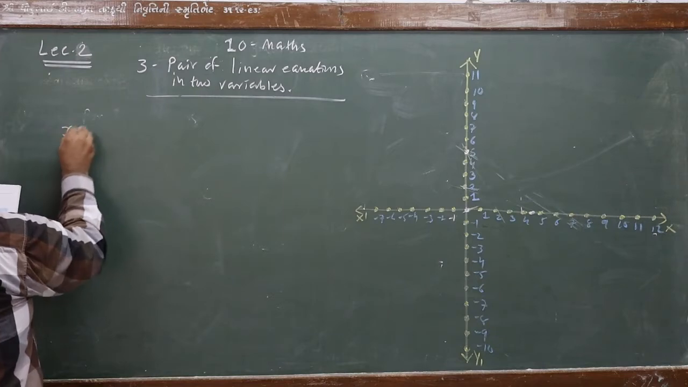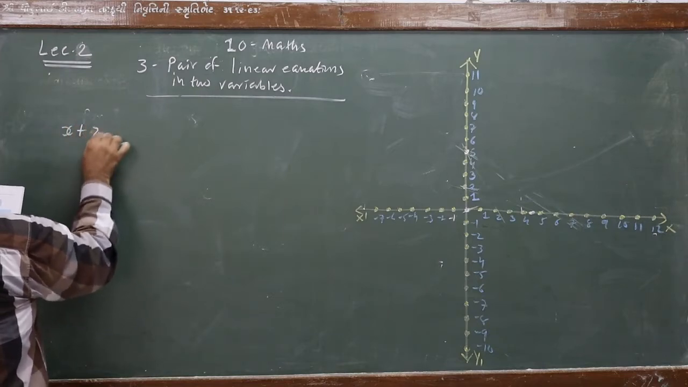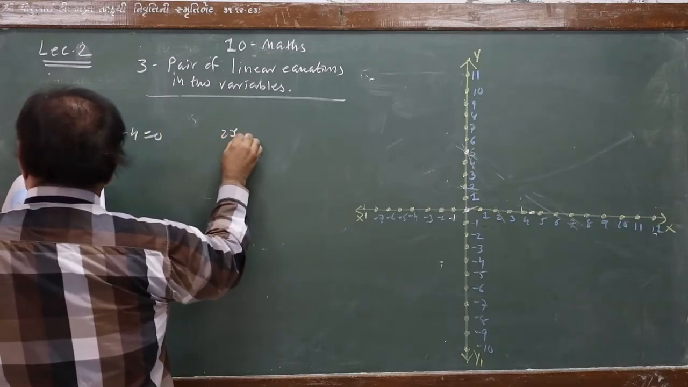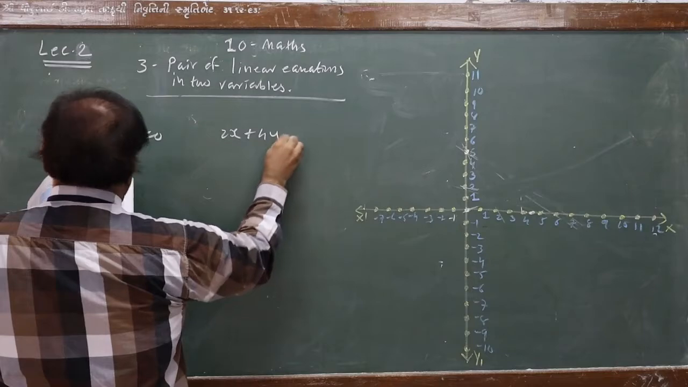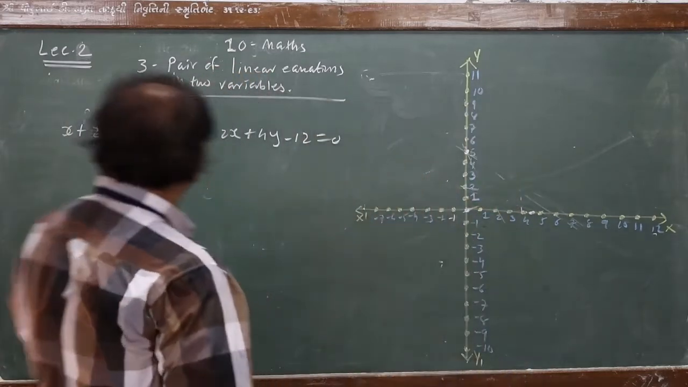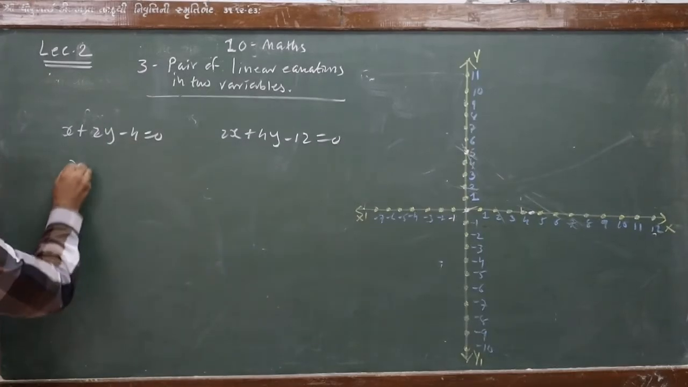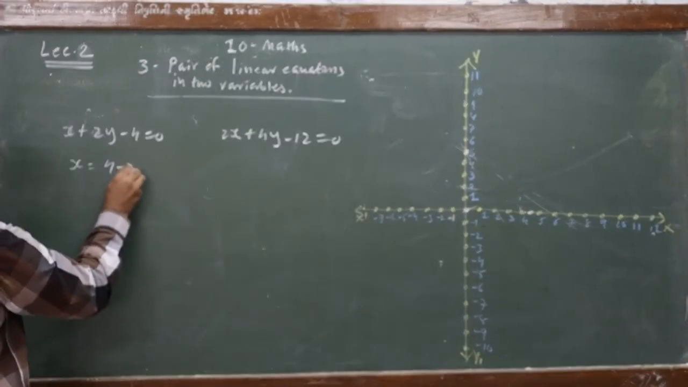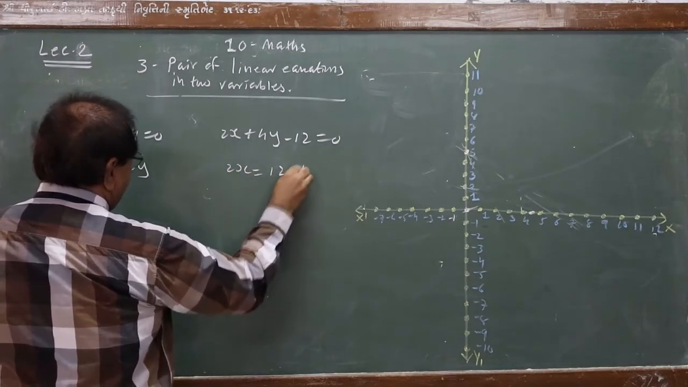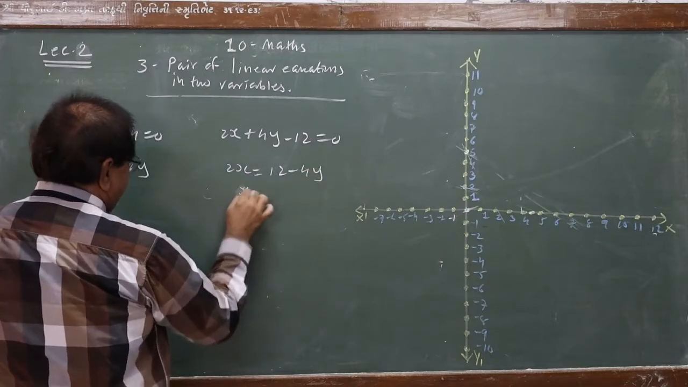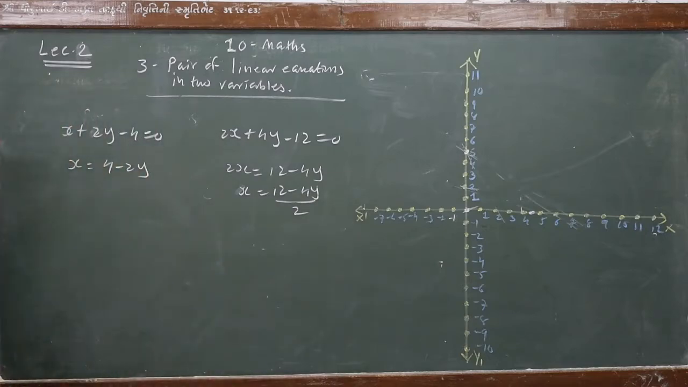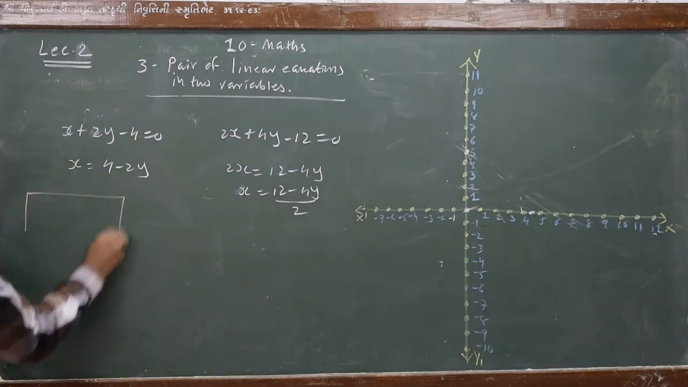One equation is x plus 2y minus 4 equal to 0, and the second is 2x plus 4y minus 12 equal to 0. This is the equation. Let us check now. x is equal to 4 minus 2y, and here 2x is equal to 12 minus 4y. So x is equal to (12 minus 4y) upon 2. Okay? So let us go for this first.